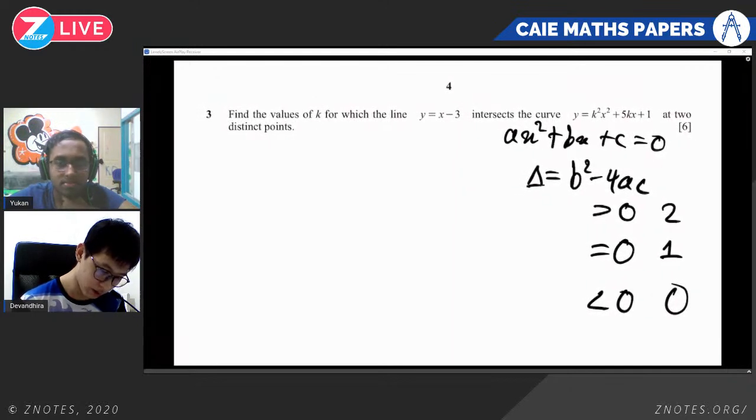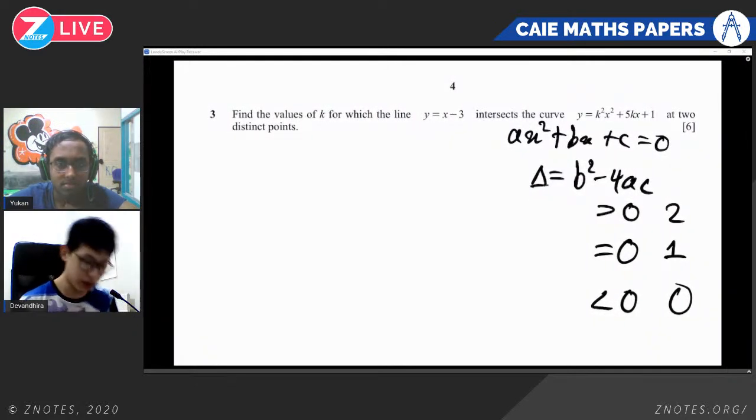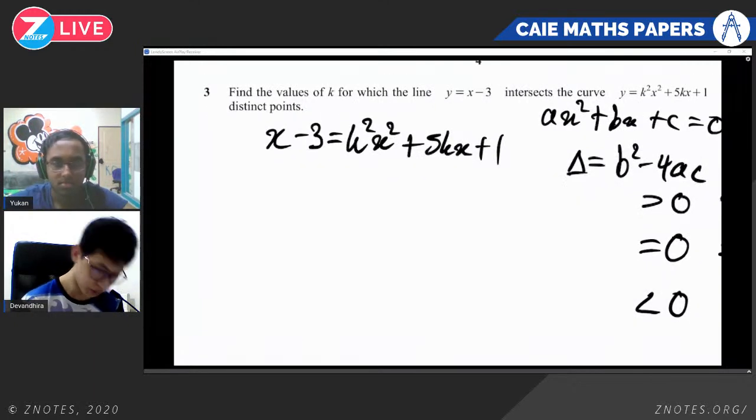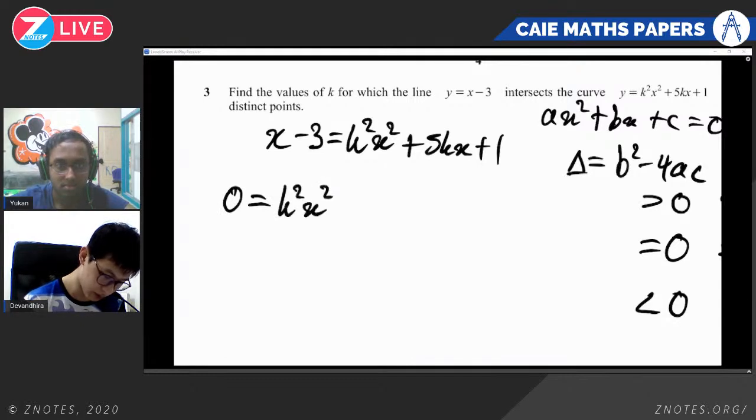If we want to find where they meet, that means we have to do simultaneous equations. We can equate them together because their y's are isolated. So x minus 3 is equal to k squared x squared plus 5kx plus 1. Okay. Move everything to one side. We have 0. And I'm just going to simplify everything.